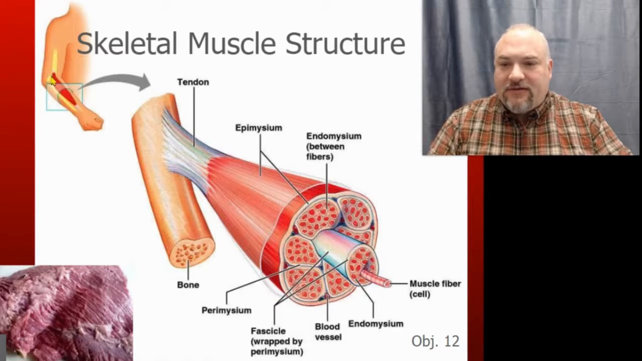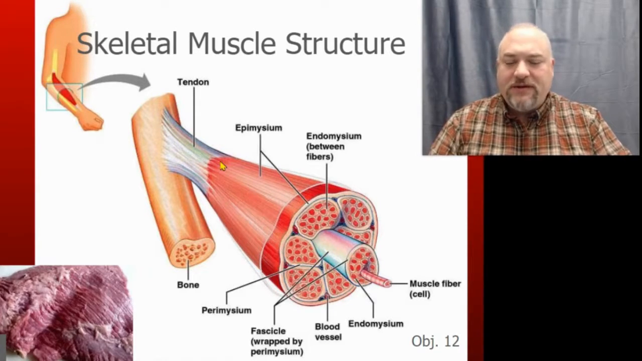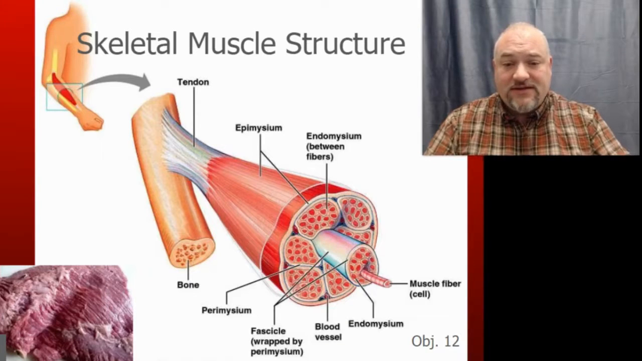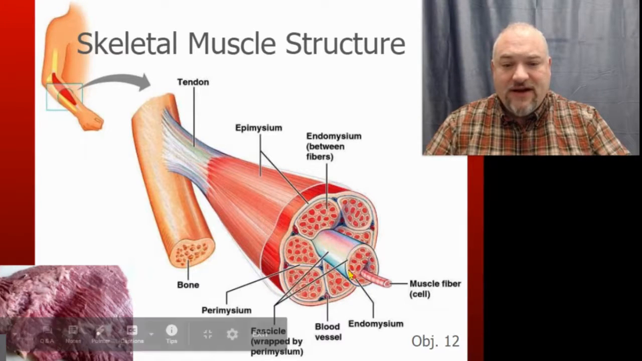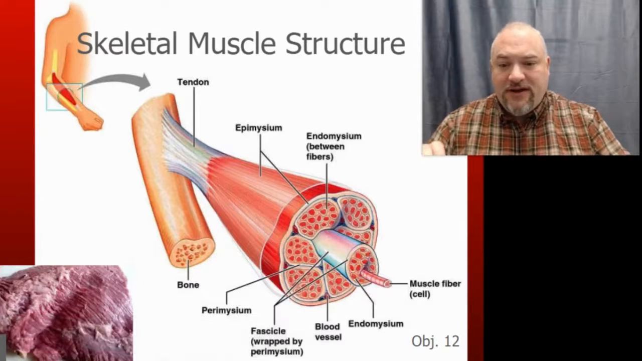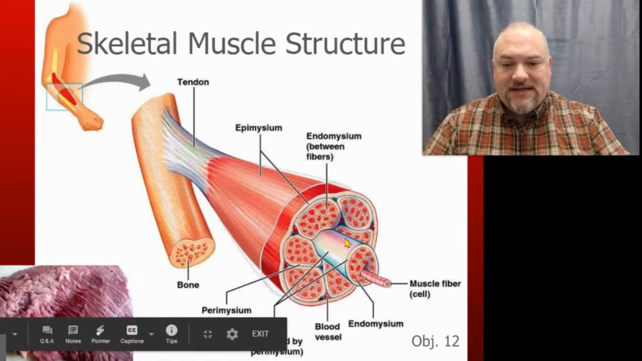So we're taking a look right here at the brachioradialis muscle in this diagram. We can see that there's the bone, and a tendon attaches muscle to bone. That tendon doesn't just go around the outside of the muscle, it also goes within the muscle. So we can see structures within the muscle like this fascicle right here, this bundle of muscle cells surrounded by a perimysium, this tendon-like material around the outside of it.